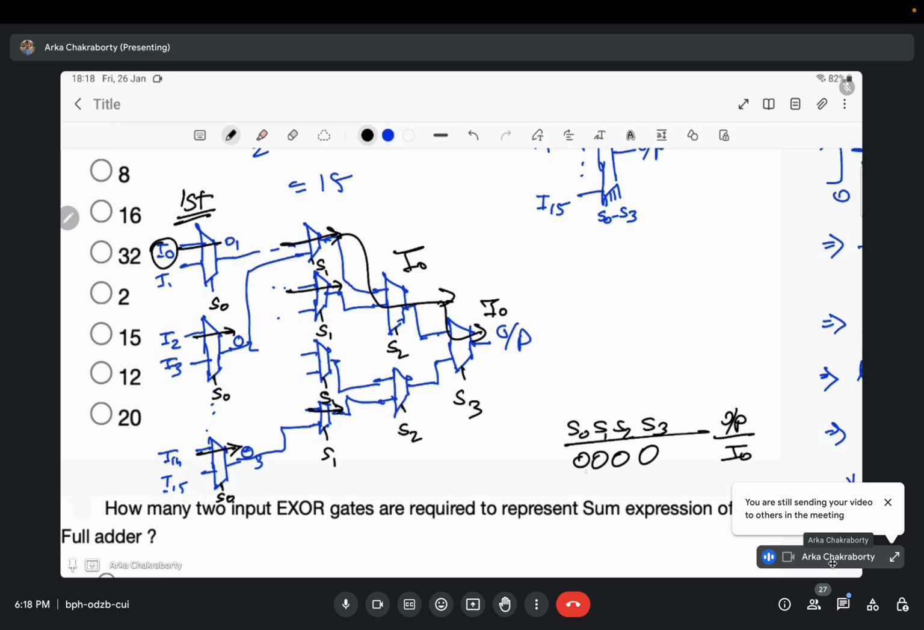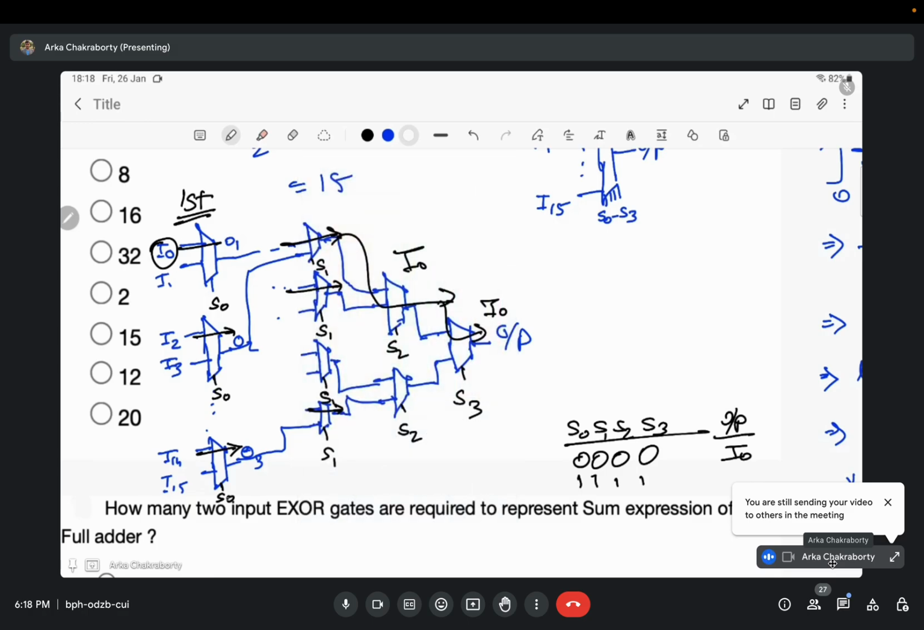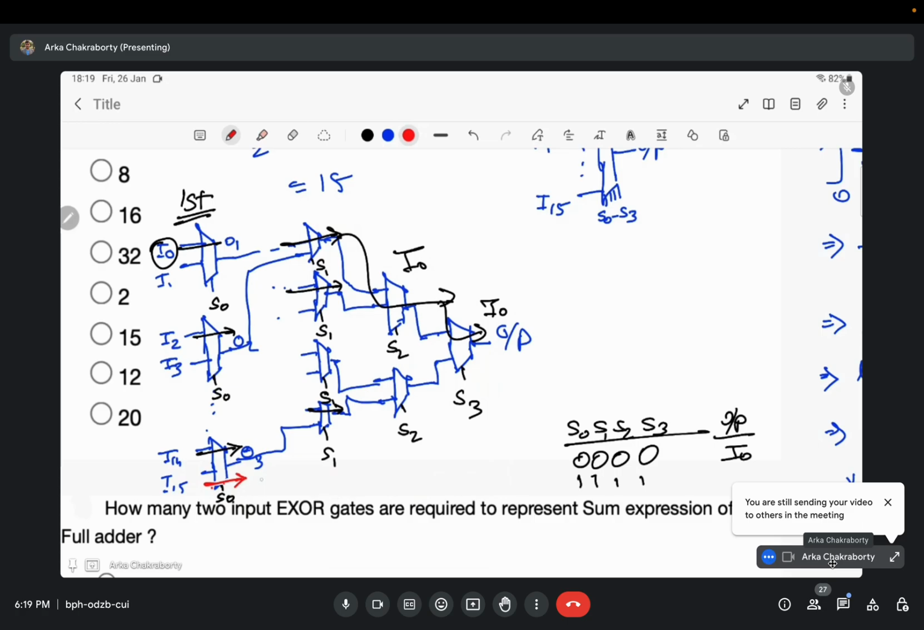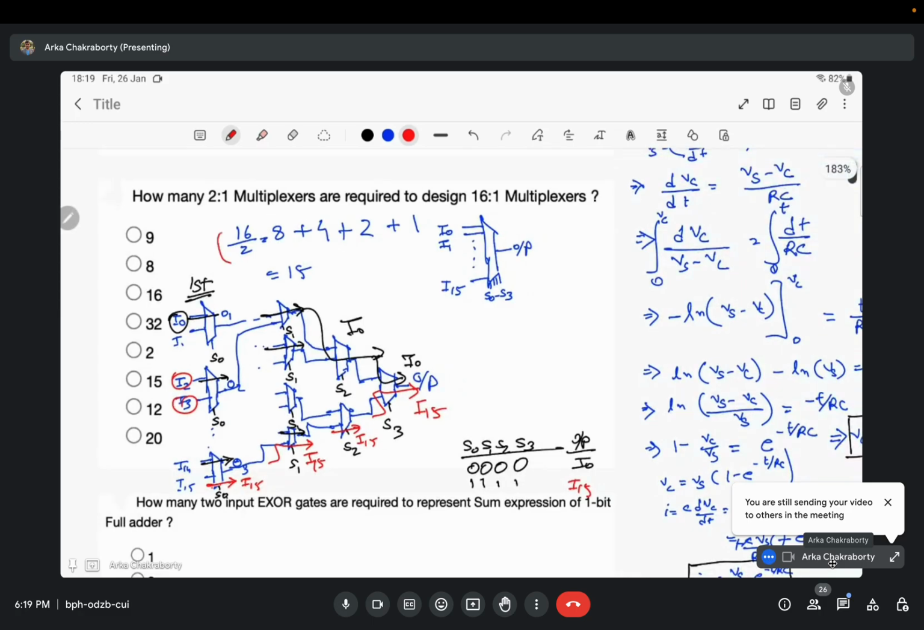Similarly, if I want to pass I15, I have to give the control signal as 1111. When S0 gets 1, it will pass I15, it will again pass I15, and again I15, so I will get the output as I15. Similarly, you can figure out that for any given condition, my particular input will be selected and passed to the output. And the total number of multiplexers required, as I already mentioned, you can find using this technique, which will be 15. Okay, so let us move to the next part.